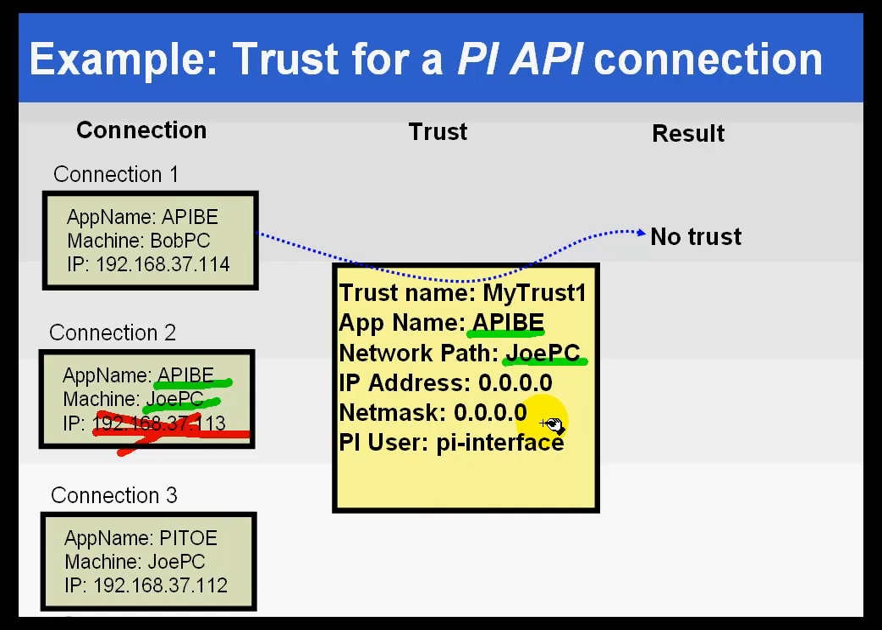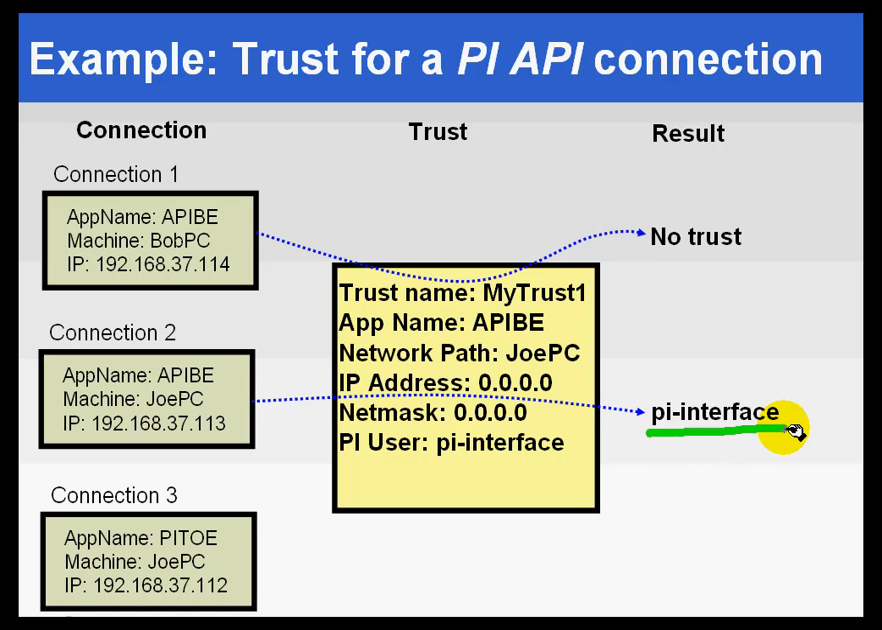It doesn't really matter what the IP address is, because look at what we've specified. We have not specified any specific IP addresses required. So in the case of this, we do have a trust established. And the result of this trust is that we're going to give him the same privileges as the user called PI interface.